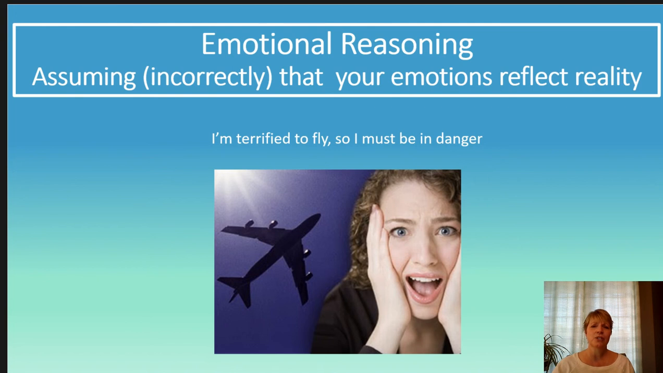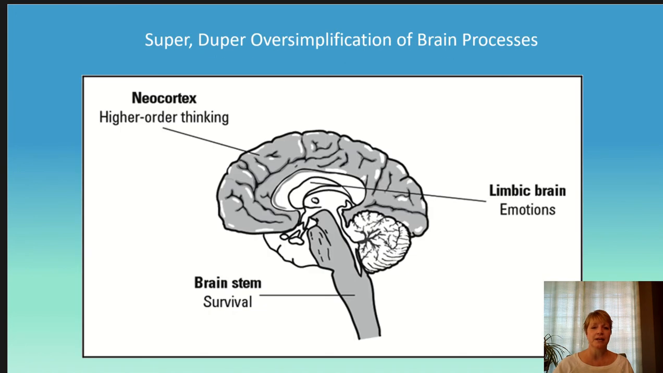Now, in order to understand how this works a little bit better, let's take a look at the brain processes that are included in making this thinking error. This is a super duper oversimplification of your brain, but there are three different areas included. So let's take a look at all three of them. The first part is the brainstem. That's this piece right here.